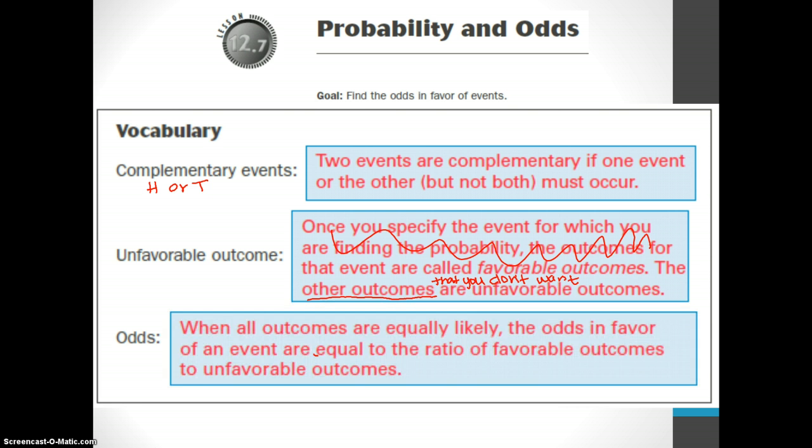Odds are used when all outcomes are equally likely. The odds in favor of an event are equal to the ratio of favorable outcomes to unfavorable outcomes. You can start where it says the ratio of favorable outcomes to unfavorable outcomes.